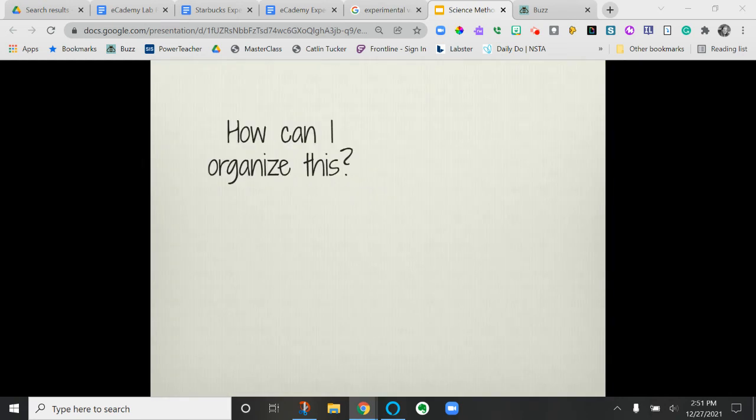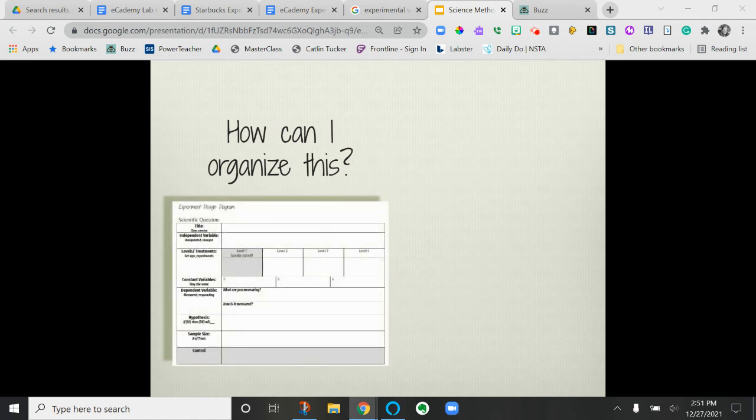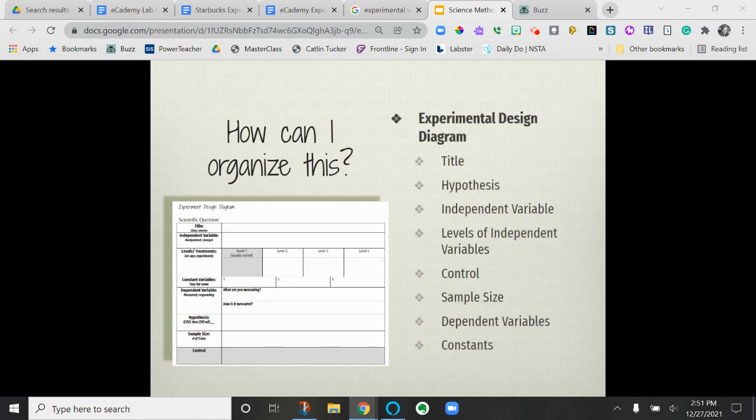How can you organize the entire process of science? I know, right? Sounds pretty daunting. But if we break it down into its components, it's a lot easier to visualize. So I've developed this graphic organizer called the experiment design diagram. It includes all the different components that we need to understand the scientific process.